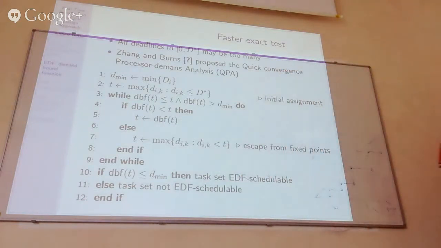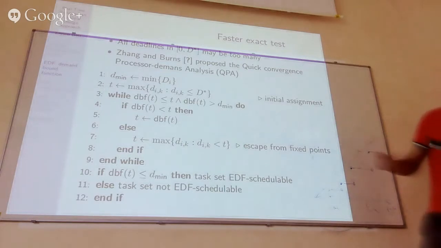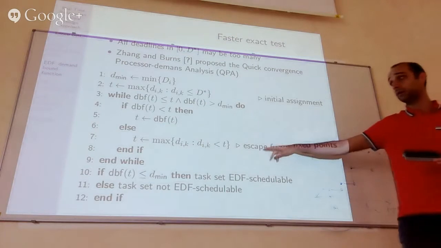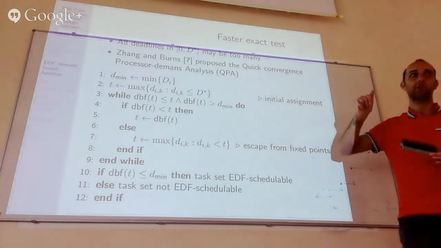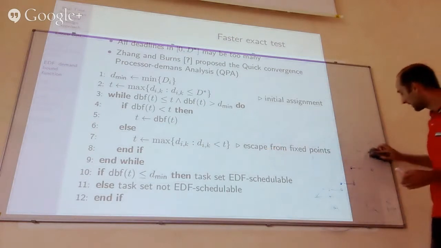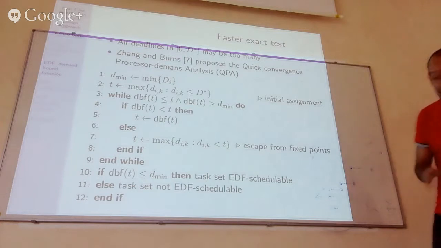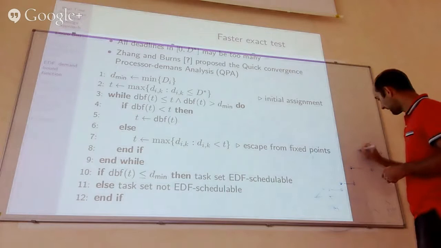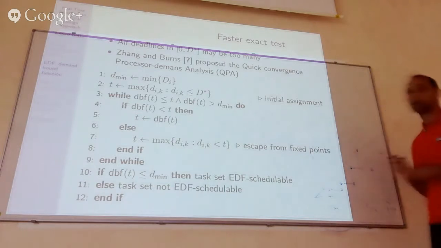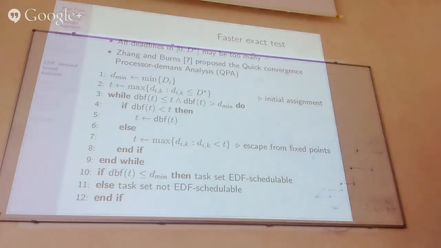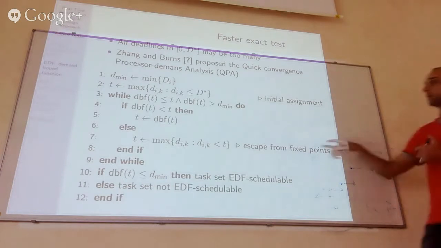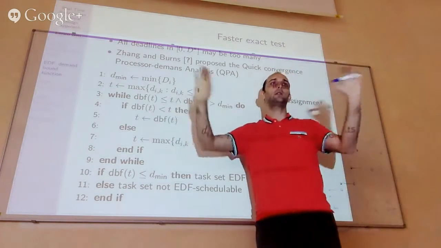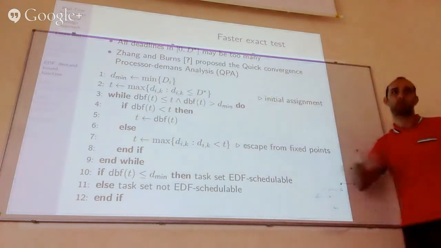There is one point where you have to do a trick. The only point is the second line, the escape from the fixed point. This is a special condition which occurs when you have a DBF which is touching T. Because when the DBF is touching exactly T, if you do T takes DBF of T, you are stuck forever, right? So you have to go out.